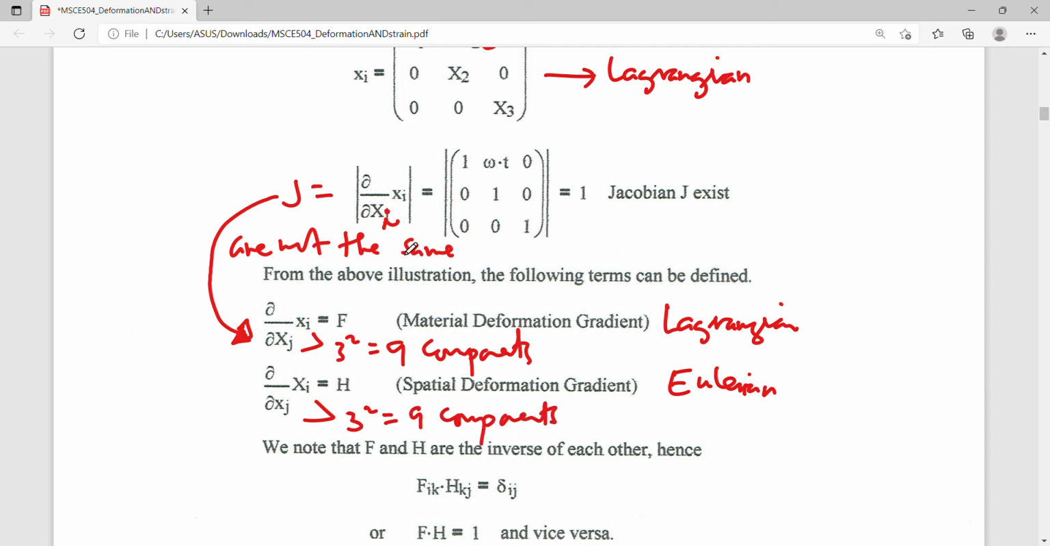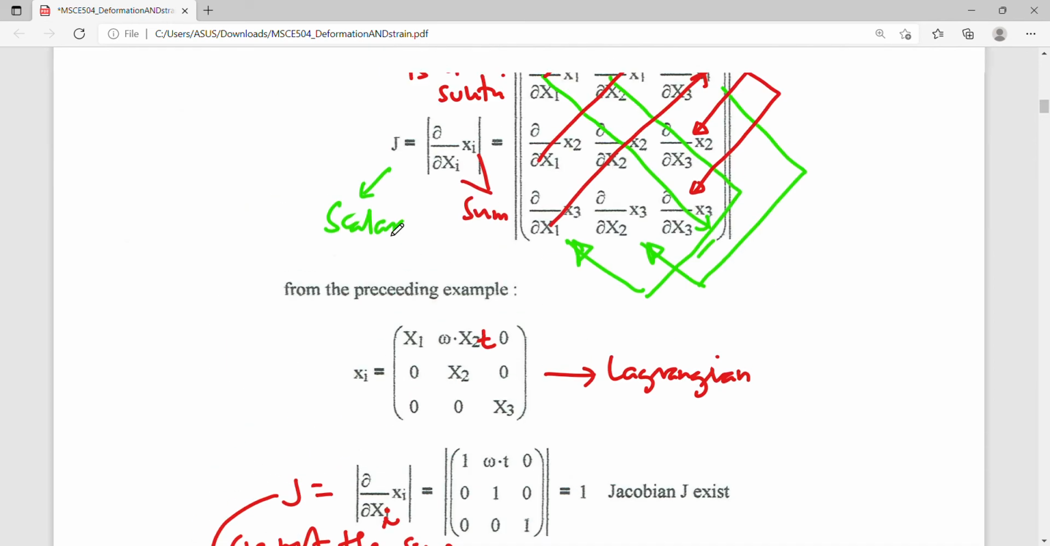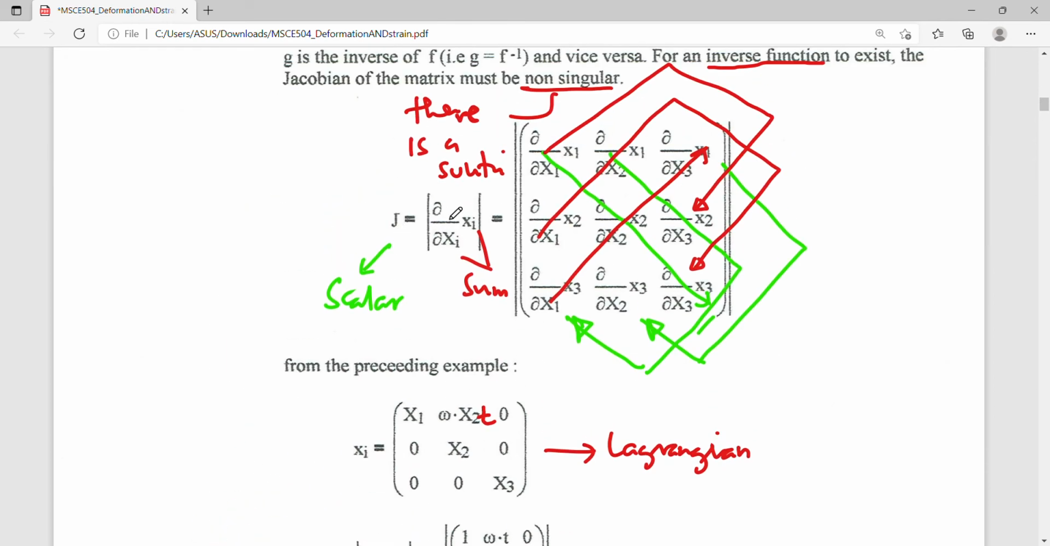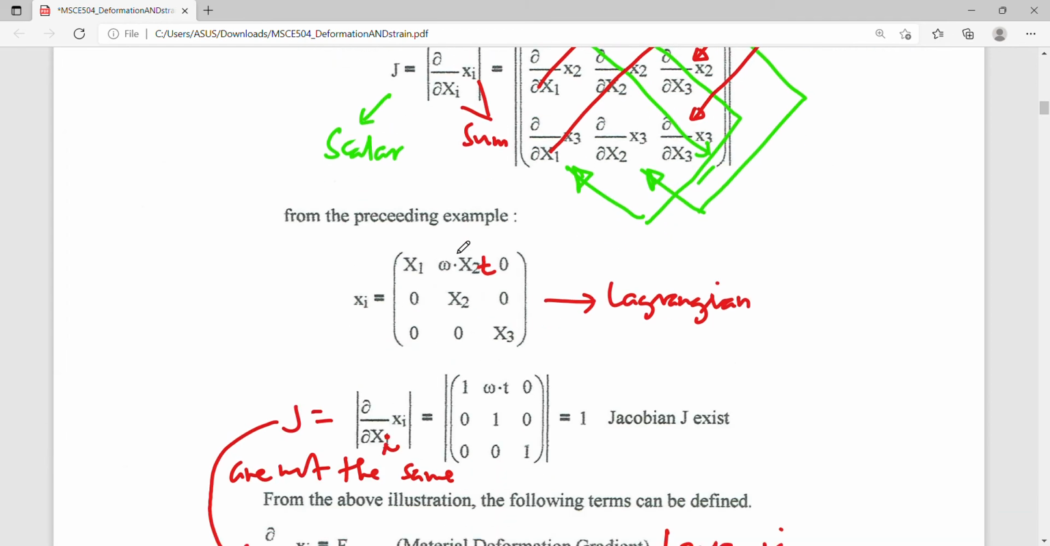While this is a Jacobian, which states that this is simply the determinant of the partial derivatives of xi with respect to Xj. Okay?